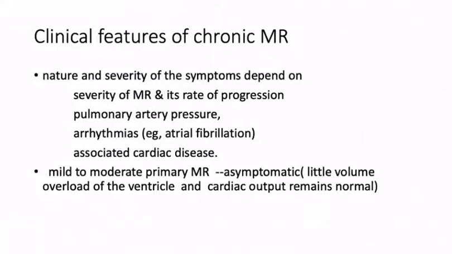Whereas in chronic MR, the clinical presentation depends on the severity of regurgitation and its rate of progression, associated pulmonary hypertension, other associated valvular lesions like rheumatic mitral stenosis, or the presence of associated arrhythmias like atrial fibrillation, or whether it is associated with any ischemic heart disease.